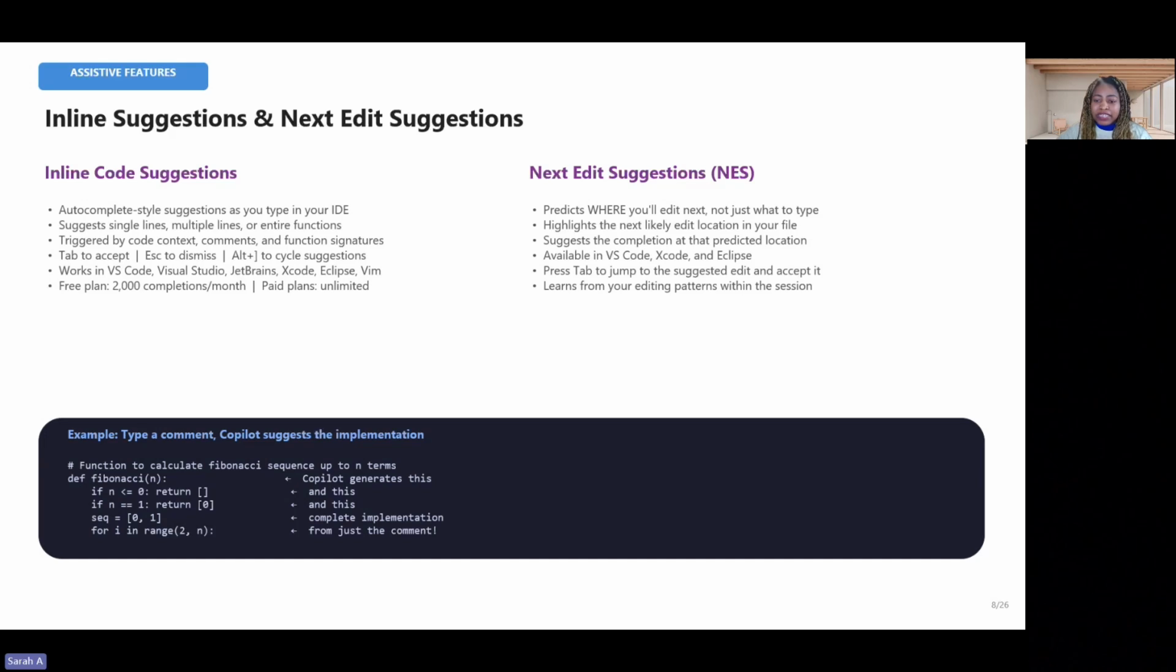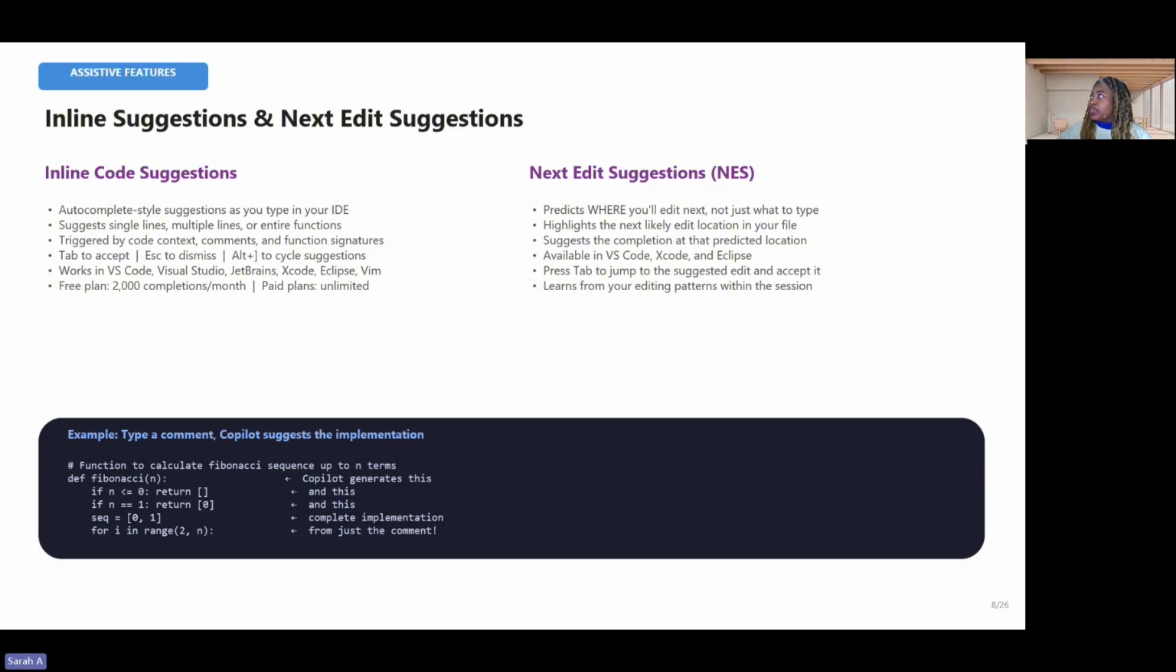The next thing I want to talk about is the next edit suggestion. This is newer and really clever. Instead of just completing where your cursor is, it predicts where you edit next. For example, if you rename a variable in one place, the next edit suggestion will highlight the next occurrence and suggest the same rename. You just have to press tab to jump there.